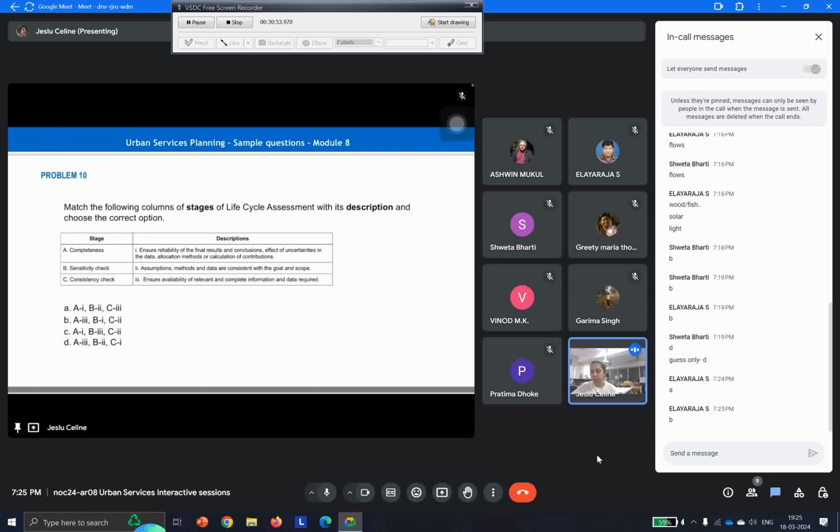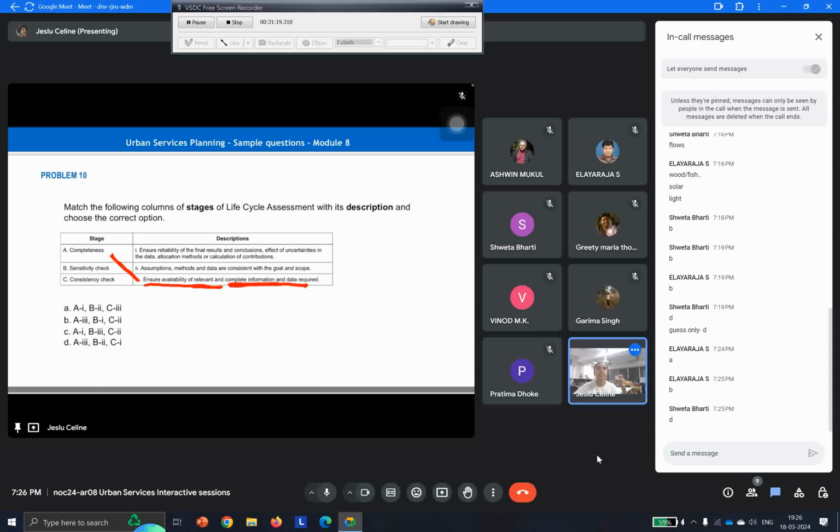So let's go first one, completeness. I think the answer is there in the description itself. So we can say that ensure availability of relevant and complete information and data required. So we are talking about completeness. We need complete data, overall complete data. So we need to make sure that it's available and it's relevant. So that is completeness.